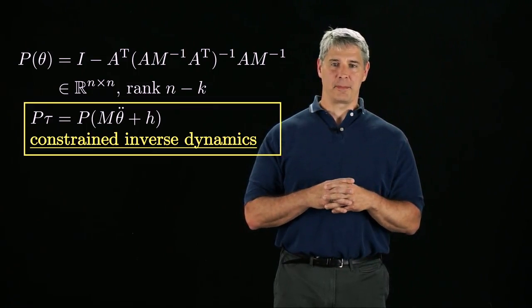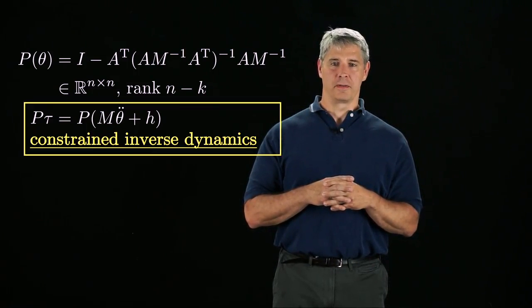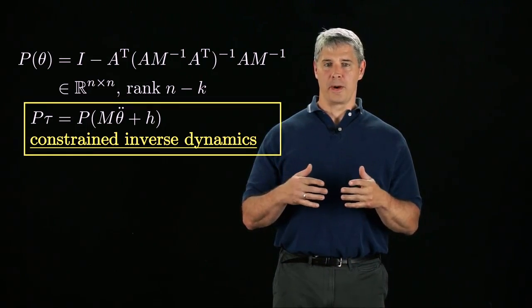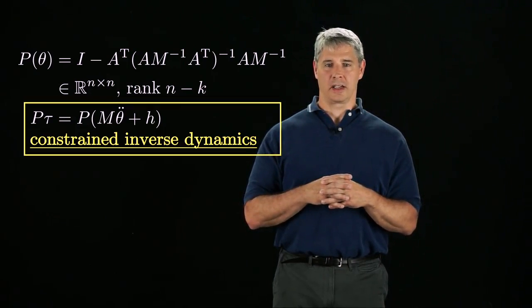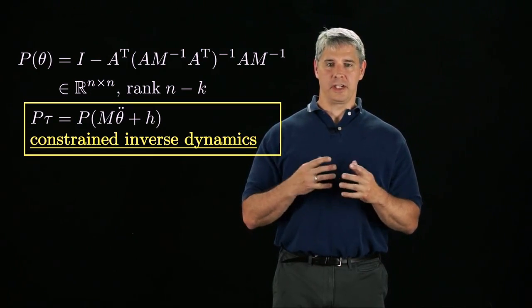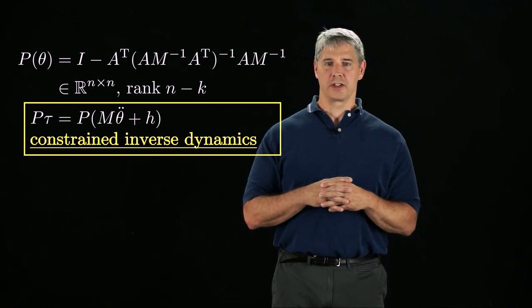This will be useful in Chapter 11 when we discuss hybrid motion force control, where we control the robot to achieve desired motion in the unconstrained directions and to achieve desired end effector forces in the constrained directions.